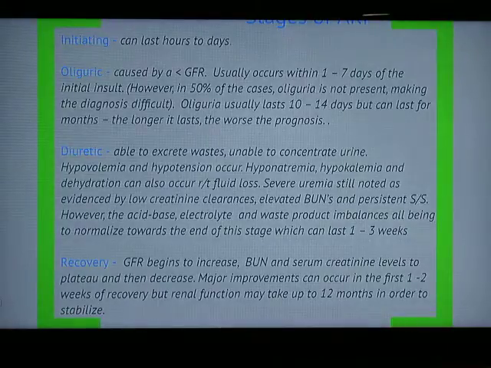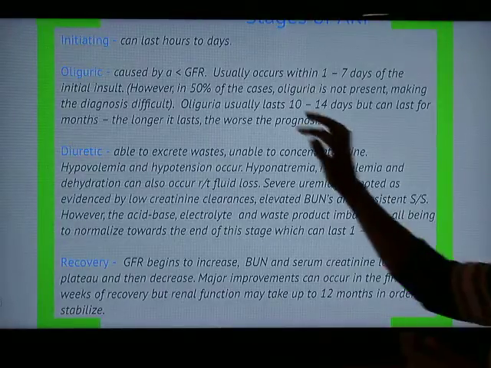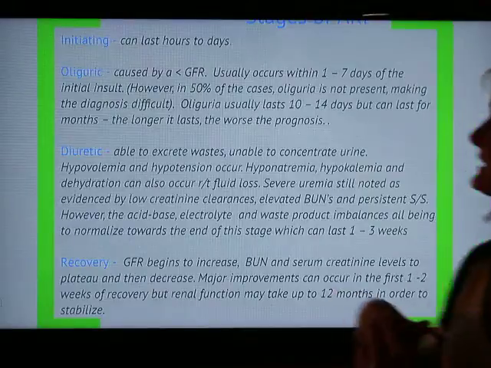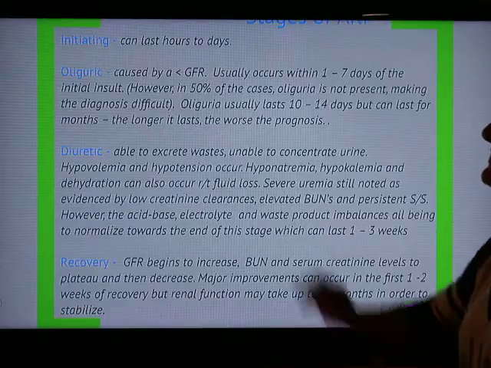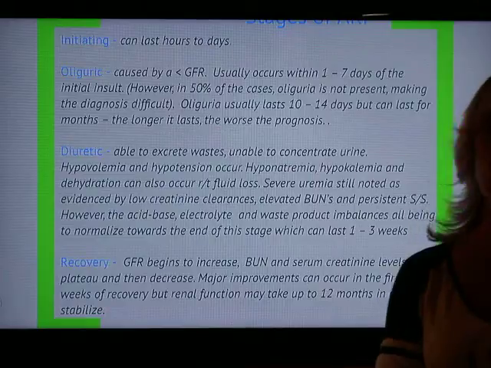Here are the stages of acute renal failure. The initiating phase can last for a couple hours, maybe a couple of days. The kidneys are starting to identify, oh, there's a problem. The patient may have been hypovolemic for a while. The patient might have some kind of an infection, but the kidneys are starting to not be happy. Then what happens is they go into this oliguric phase.